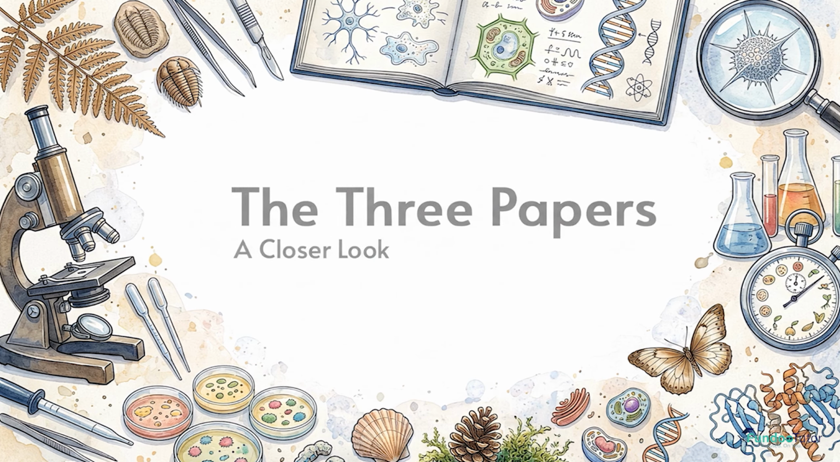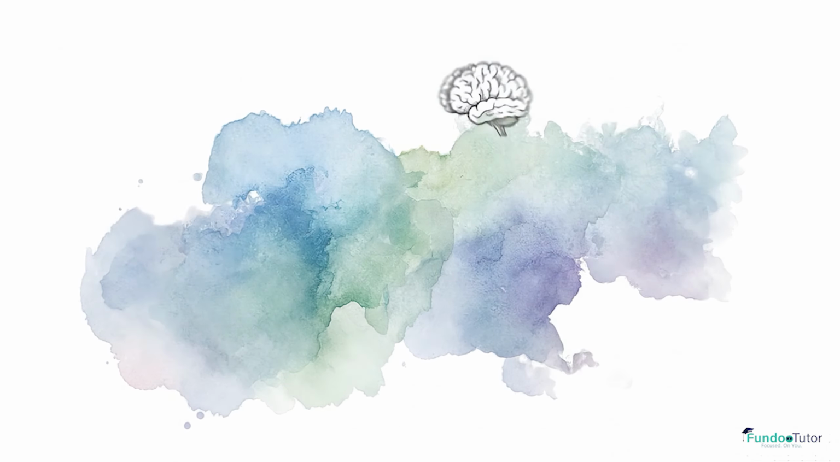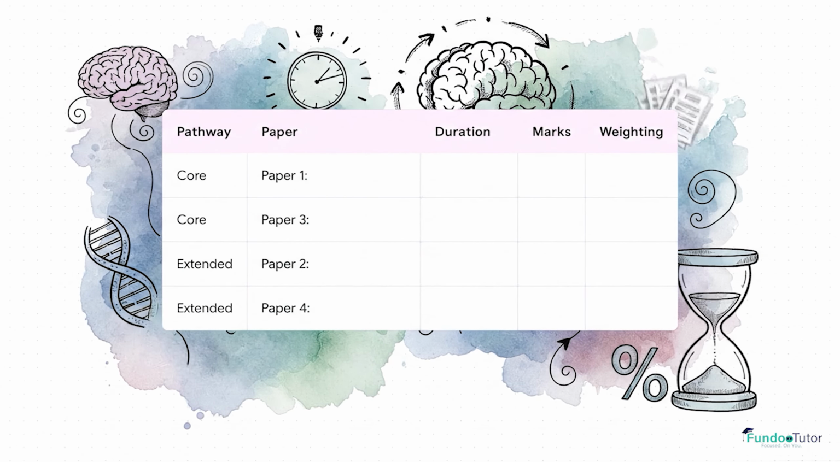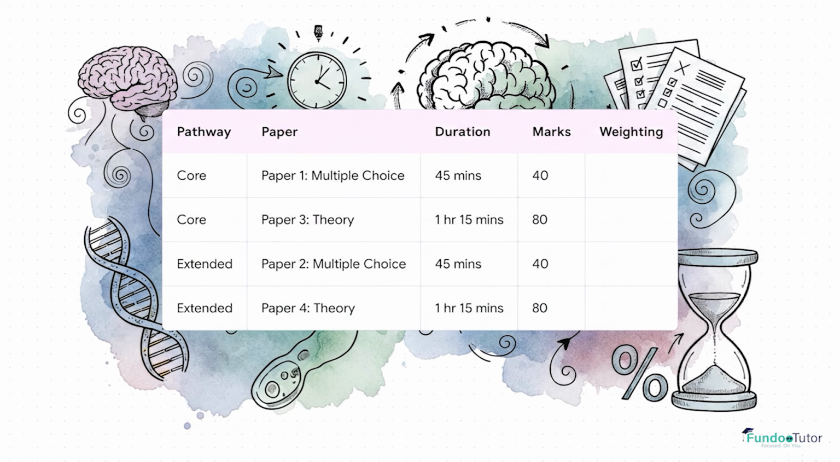All right, this table breaks it all down for us. Now, the first thing you should notice is that a huge chunk of your grade, we're talking 80%, comes from just 2 papers. Whether you're doing core or extended, look at this. You've got a multiple choice paper that's worth 30% and a theory paper that's worth a massive 50%. The times and the marks are identical. So what does that tell you? It tells you that nailing the content for that big theory paper is absolutely your number one ticket to a great grade. The only real difference is that the extended papers will cover some more in-depth topics.